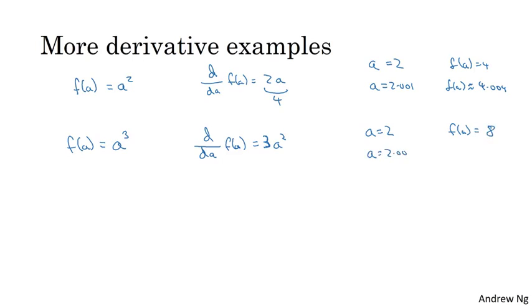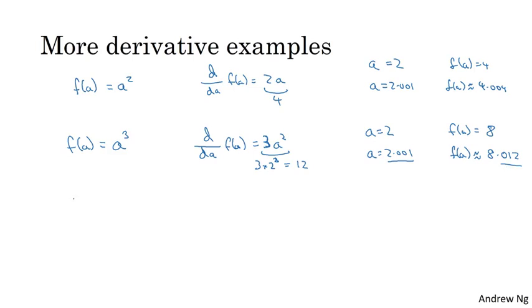So if we give a tiny little nudge, you find that f of a is about 8.012. And feel free to check this. Take 2.001 to the power of 3, you find that it's very close to 8.012. And indeed, when a is equal to 2, the derivative is 3 times 2 squared, that's 3 times 4, which is equal to 12. So the derivative formula predicts that if you nudge a to the right by a tiny little bit, f of a should go up 12 times as much. And indeed, this is true. When a went up by 0.001, f of a went up 12 times as much, by 0.012.